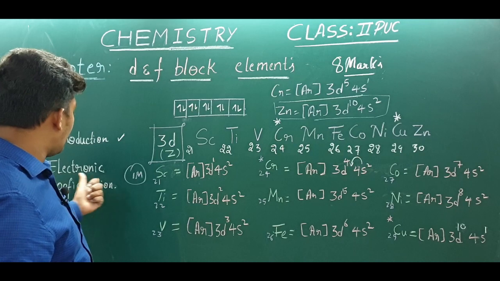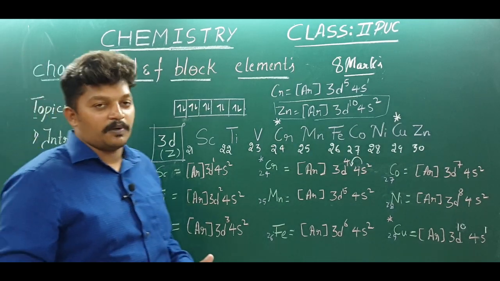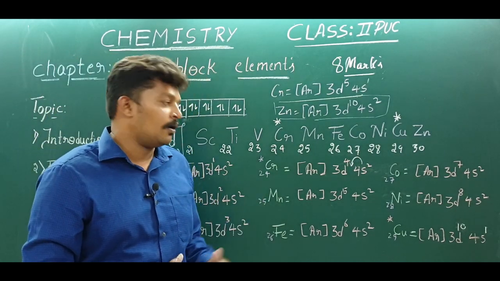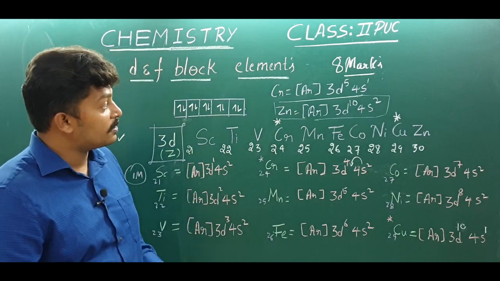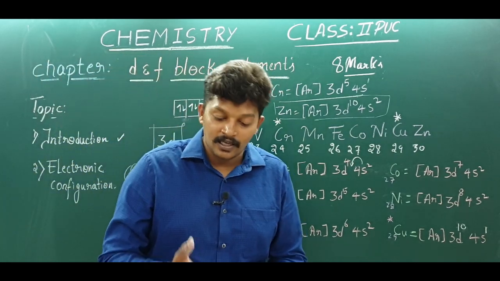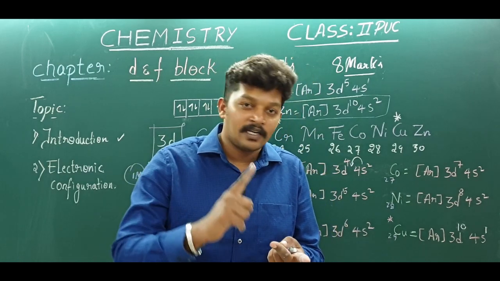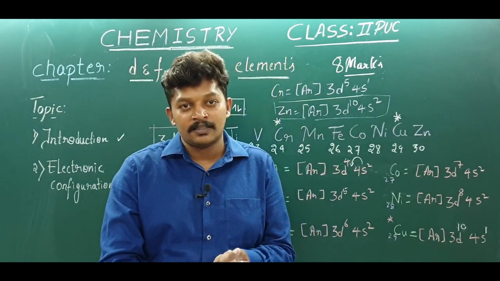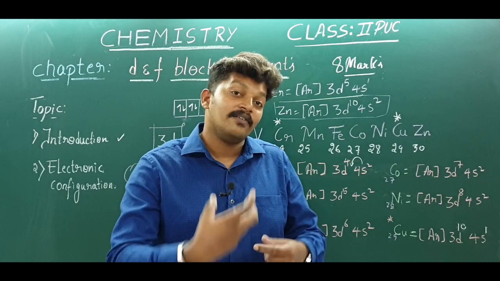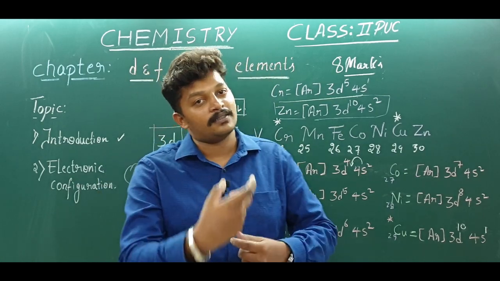Then electronic configuration you can expect for 1 mark from the d block series. Why is the d block very important? See, we can use d block elements as catalysts. So, coordination compounds, d block elements. We are going to see why only d block elements act as catalysts.